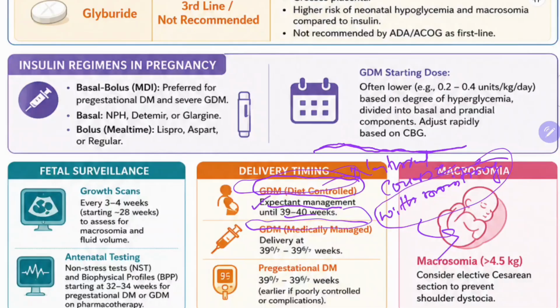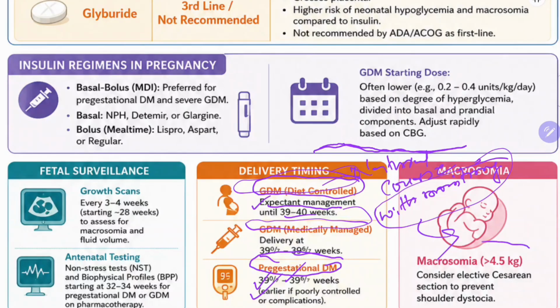Medically managed GDM should have delivery at either the first day of 39 weeks or the sixth day of 39 weeks. Pre-gestational diabetes mellitus, meaning a woman who is diagnosed in the first trimester, or she was having type 1 or type 2 before pregnancy, should also deliver at the first day or sixth day of 39 weeks, and even earlier if poorly controlled or complications are detected.